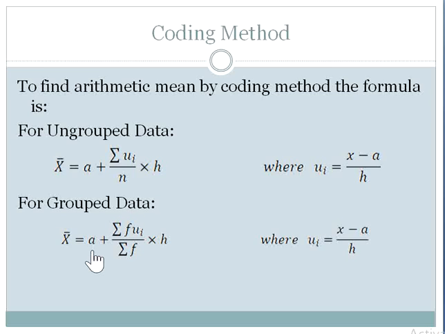And for grouped data, it is modified as a plus sum of f u i over sum of f into h. In our previous method, we transformed our random variable x into a d variable, which is x plus or minus a. Now we are using both the change in origin and the change of scale. That is, we are adding or subtracting some constant and we are dividing as well. So we generally use this formula to find the arithmetic mean by the coding method. Let's see an example.